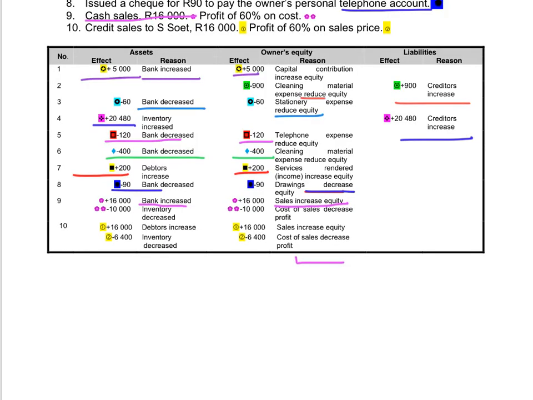We take the inventory out of our stock to sell it, so it means that we've got less inventory available. So our inventory decreased, so my assets will decrease because inventory is an asset. Cost of sales will decrease my profits. Cost of sales is an expense. Expenses decrease profit, so my equity will decrease.